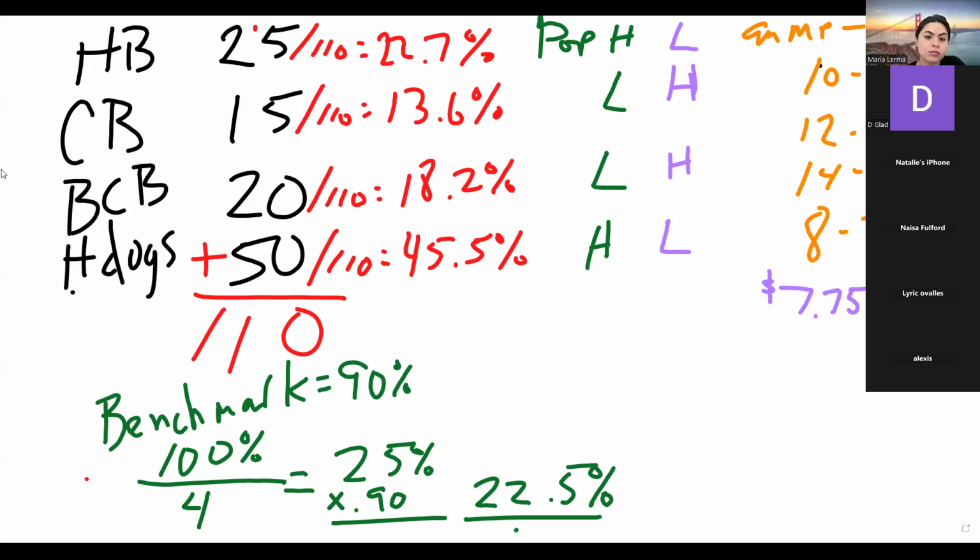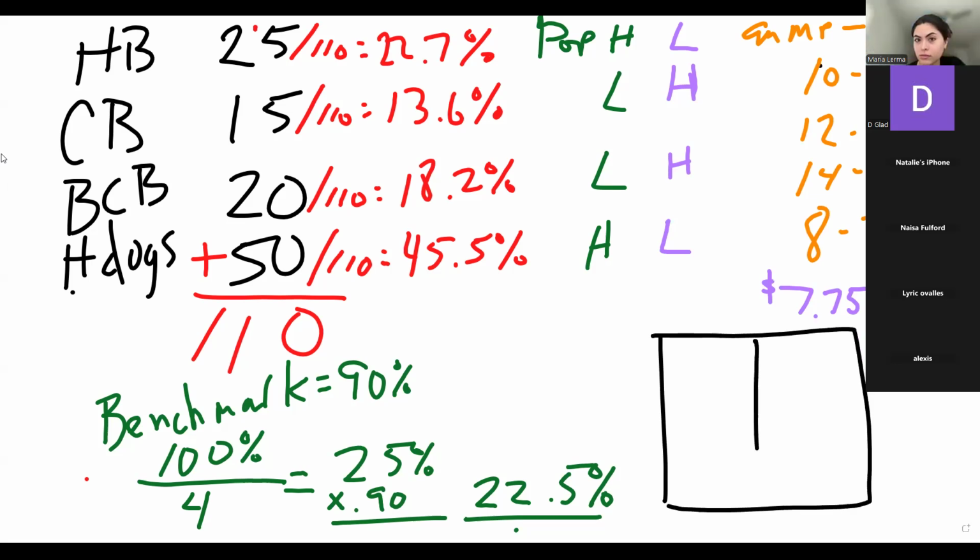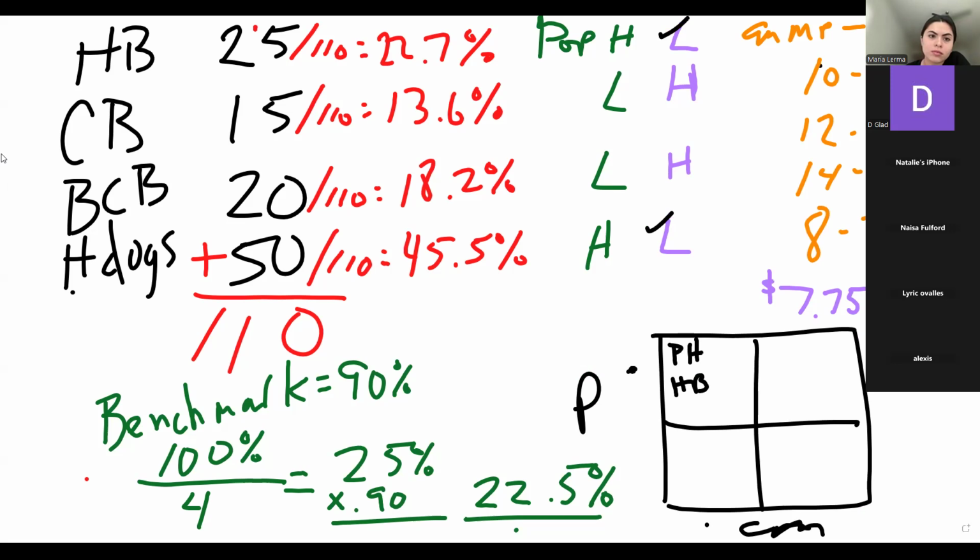So now if we draw our box, popularity and contribution margin. We have high popularity, but we have low contribution margin. So that's our plow horse. And that is our hamburger and the hot dogs.